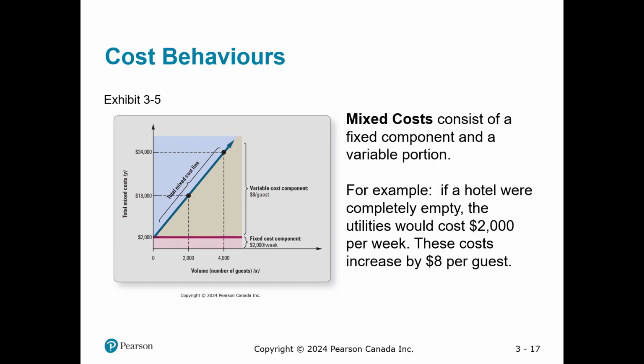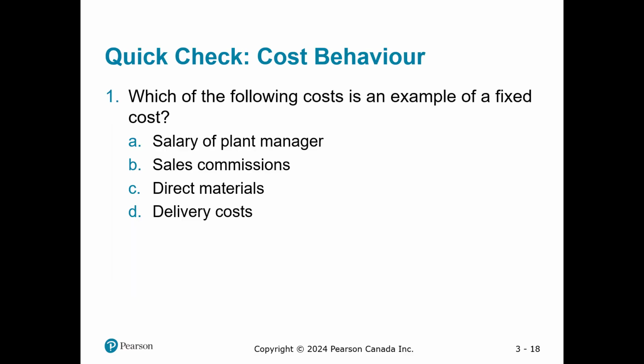Let's do a quick check of our understanding. Which of the following costs is an example of a fixed cost? Salary of a plant manager, sales commissions, direct materials, delivery costs. And the answer is the salary of the plant manager. That's because sales commissions change if we sell more. Direct materials change if we produce more, and delivery costs change if we deliver more products to our customers.